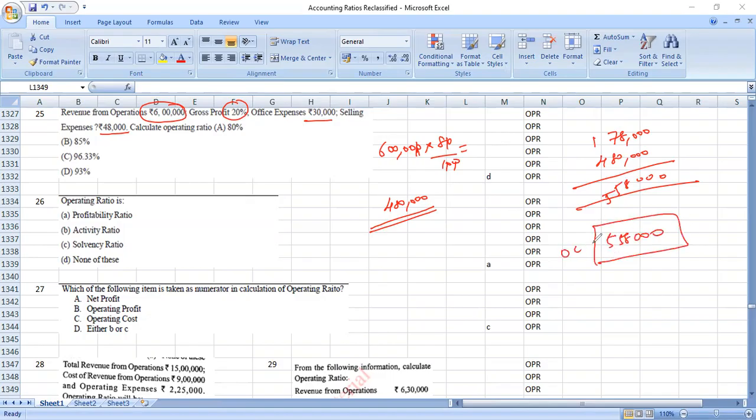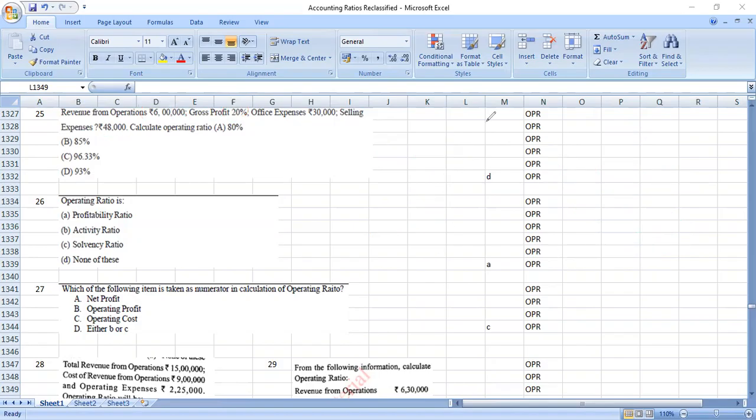This is our operating cost, operating expense plus cost of revenue from operation. Operating cost divided by revenue from operation will give the answer. So it is 0.93, 93% is the correct answer. Operating ratio is a profitability ratio.